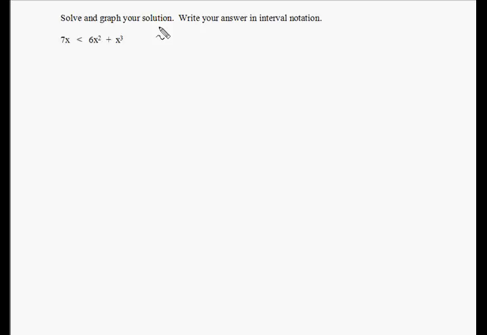Solve and graph your solution. Write your answer in interval notation. We have 7x is less than 6x squared plus x cubed.